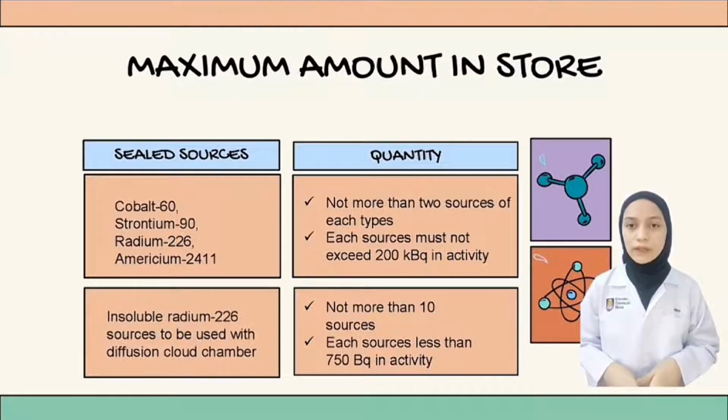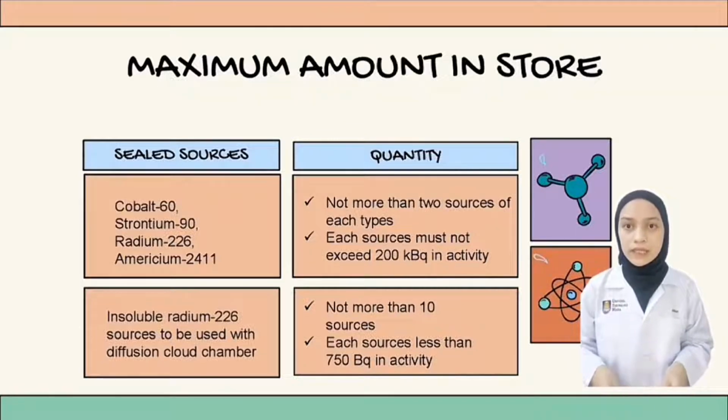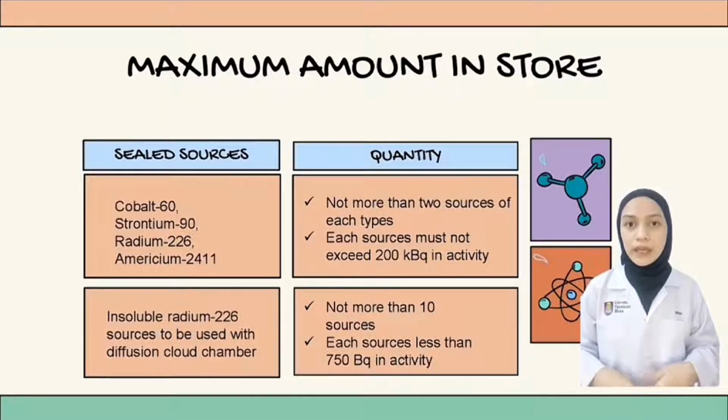Next, insoluble radium-226 sources are to be used with the diffusion cloud chamber. The quantity that must be stored is not more than 10 sources. Each source of radioactive material must be less than 70 Bq in activity.